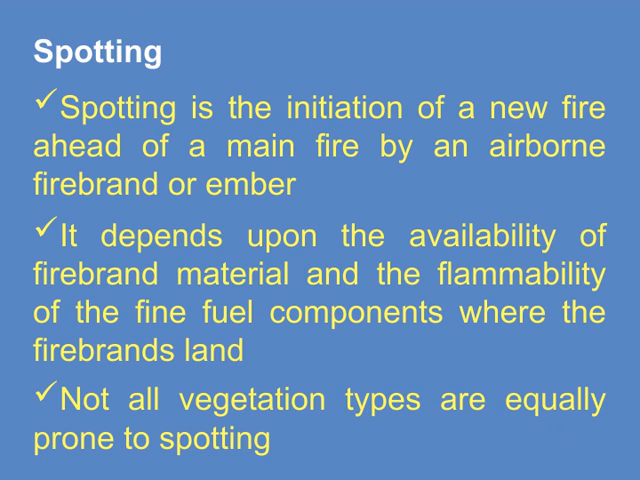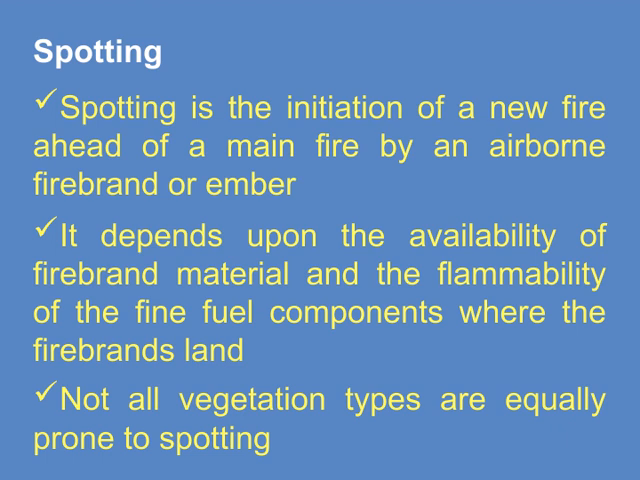It's also important to remember that not all vegetation types are equally prone to spotting. Some types are more susceptible because of their structure and fuel characteristics. Understanding which vegetation is more prone to spotting helps us assess fire behavior more accurately and plan our response strategies better. Connecting this to the overall theme, spotting shows just how complex and dynamic fire behavior can be. It's a reminder that fire can leap ahead in unpredictable ways, emphasizing the importance of understanding these processes for effective fire management and safety.